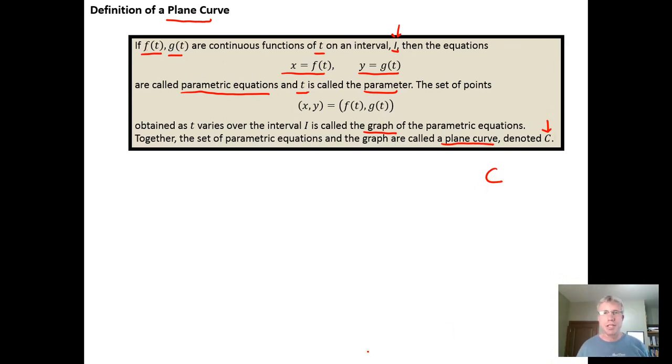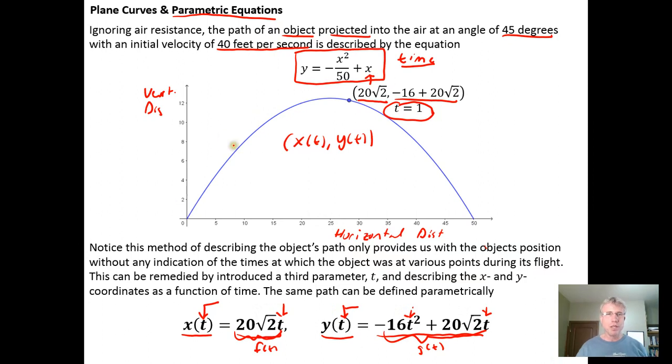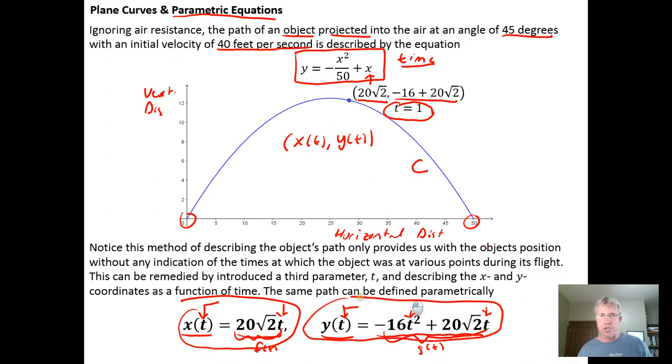So in the previous example, the graph, as time ran over the interval that started the flight of the object and ended the flight of the object when the object hits the ground, as time runs over that interval, the time interval during which the object is in the air, we have a curve C that is laid out, and the graph together with the parametric equations that generate the graph, those together give you the plane curve.